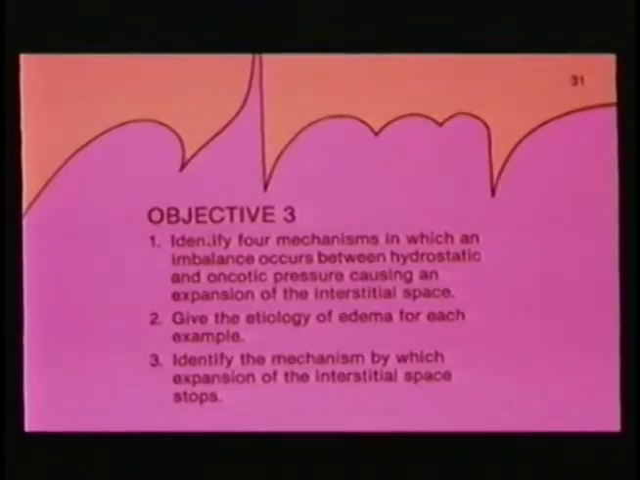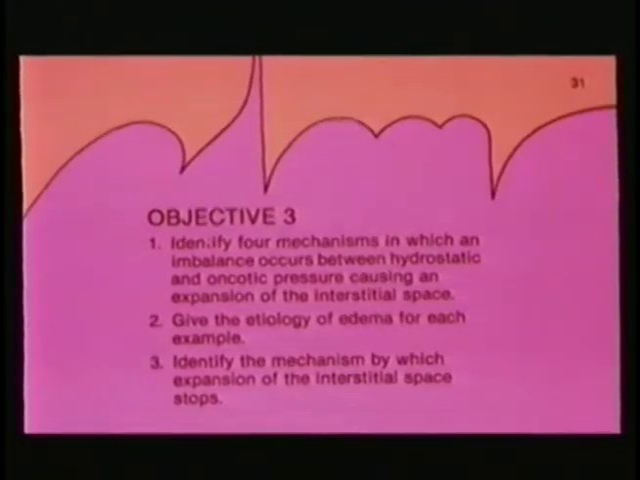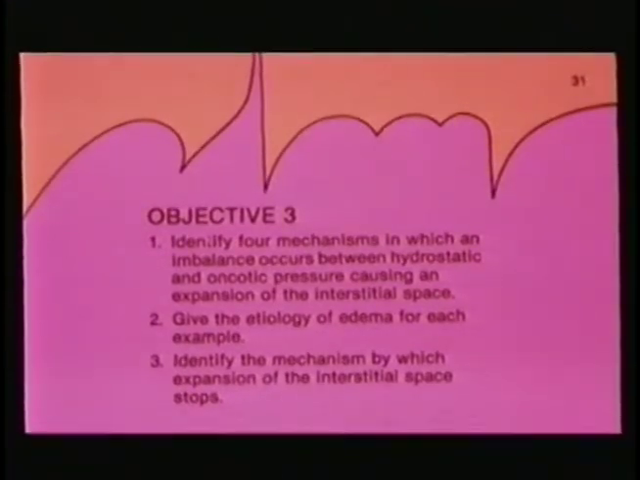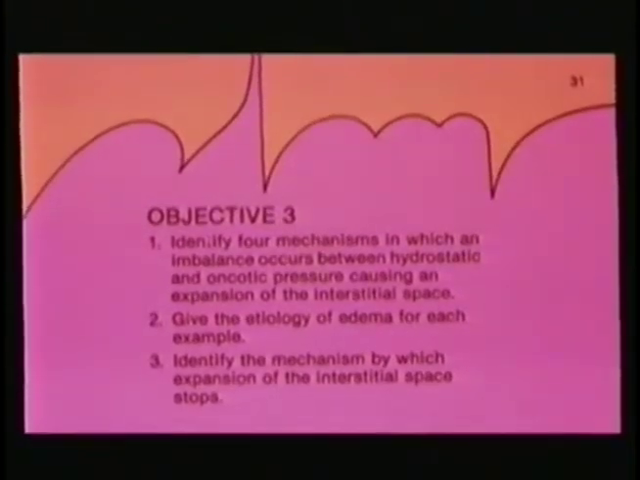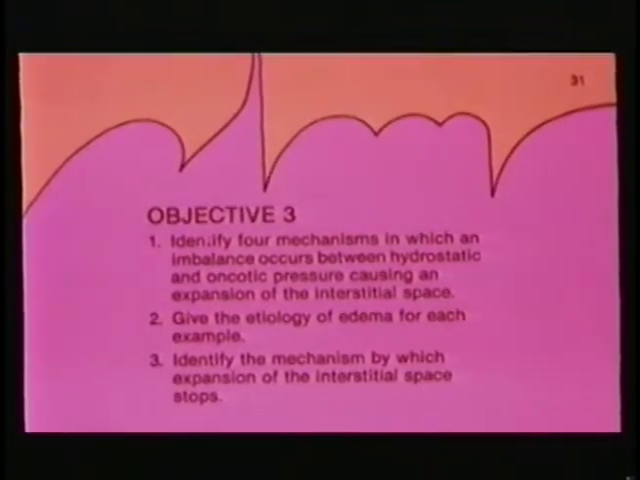31. After completing this section, you should be able to: 1. Identify 4 mechanisms in which an imbalance occurs between hydrostatic and oncotic pressure, causing an expansion of the interstitial space. 2. Give the etiology of edema formation for each listed example. And 3. Identify the mechanism by which expansion of the interstitial space stops.